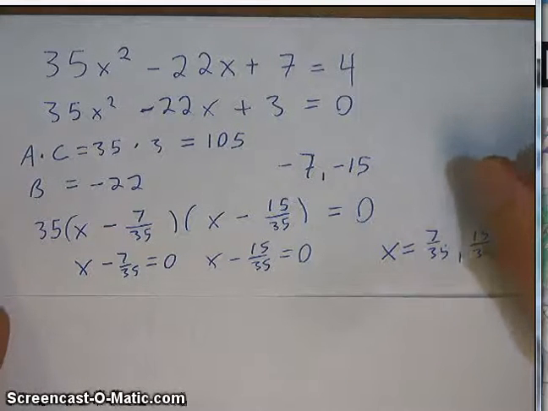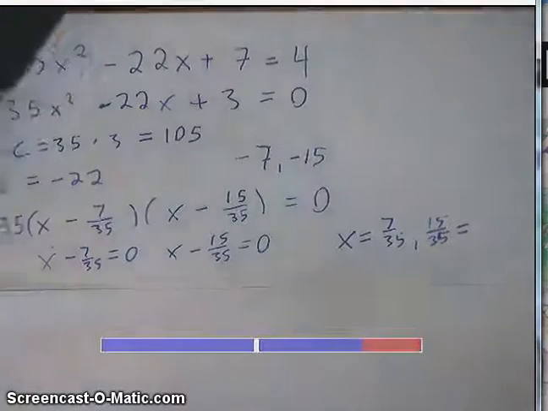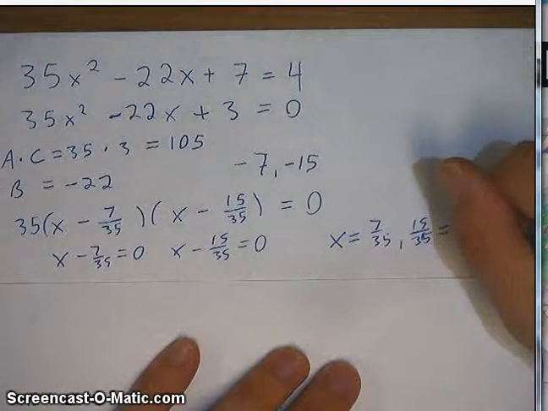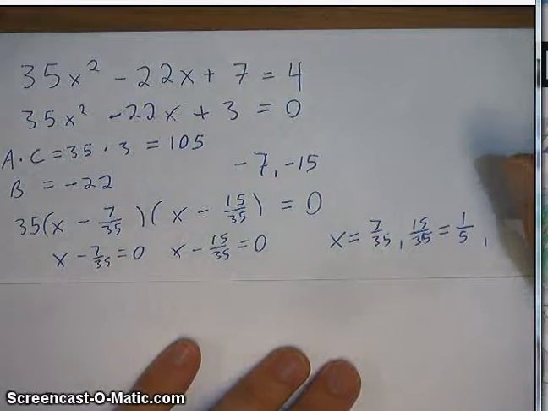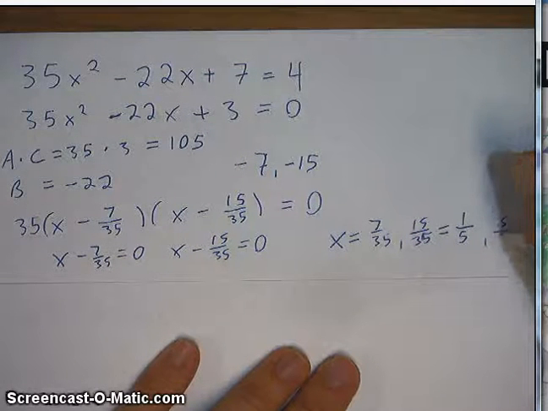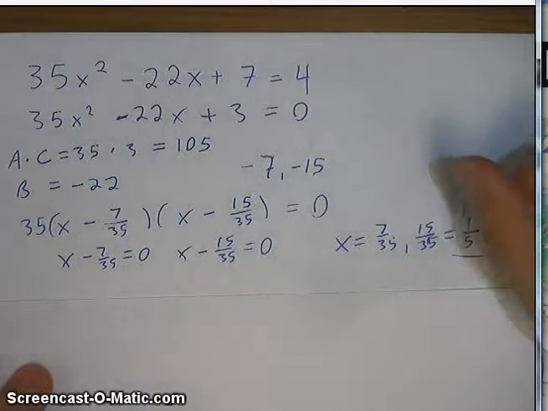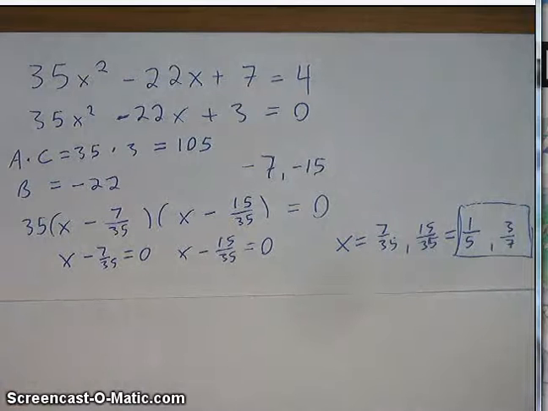But hopefully you've recognized that we can reduce both of those fractions. 7 over 35 becomes 1 over 5, and 15 over 35 becomes, let's see, you take a 5 out of both of them, that's 3 over 7. And so this is probably the hardest problem you're ever going to see. So if you can handle this, then you can handle solving by factoring. Let's go from the hardest to the easiest.